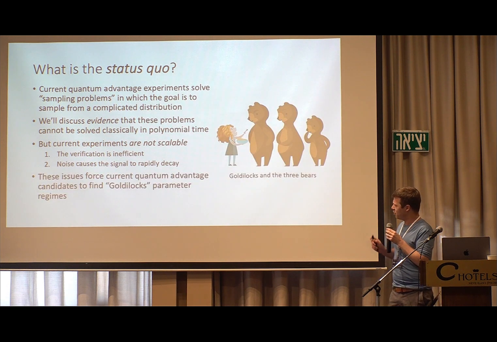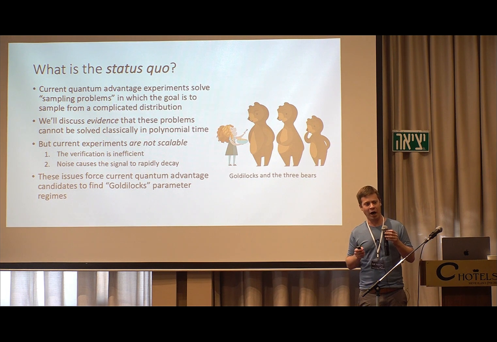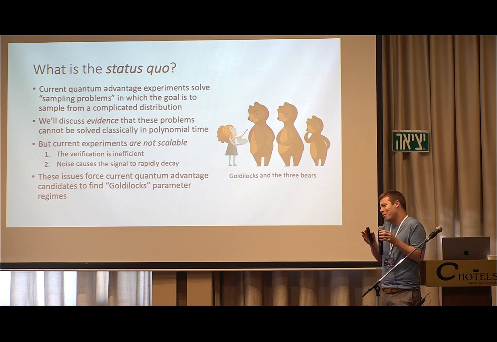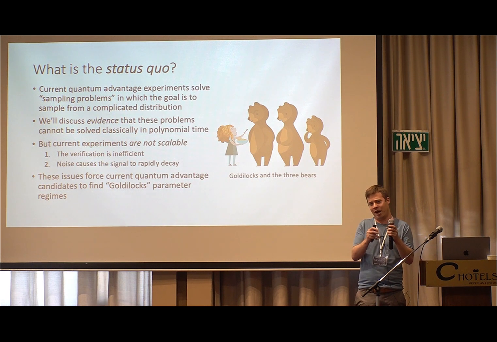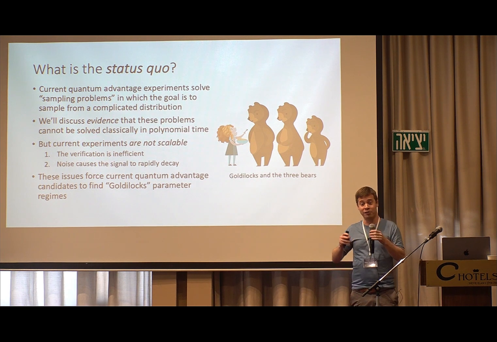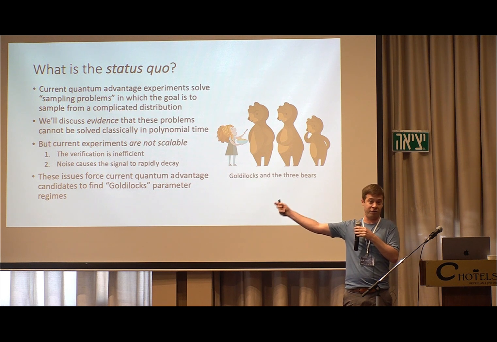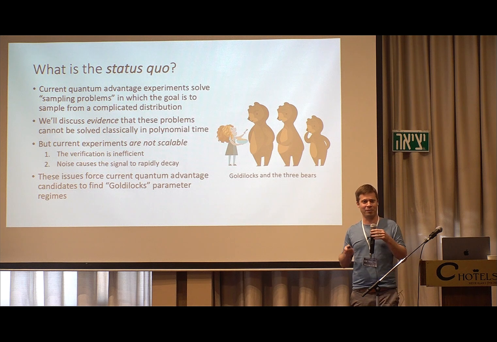Okay, and so these issues force current quantum advantage candidates to find what I call Goldilocks parameter regimes. If you know the story, that's great. If you don't, what I mean is that we're looking for a just-right, medium size. Neither too small, because that's obviously classically simulable, nor too big, because then at some point our signal is going to get imperceptibly small. We can't verify it. And so on.